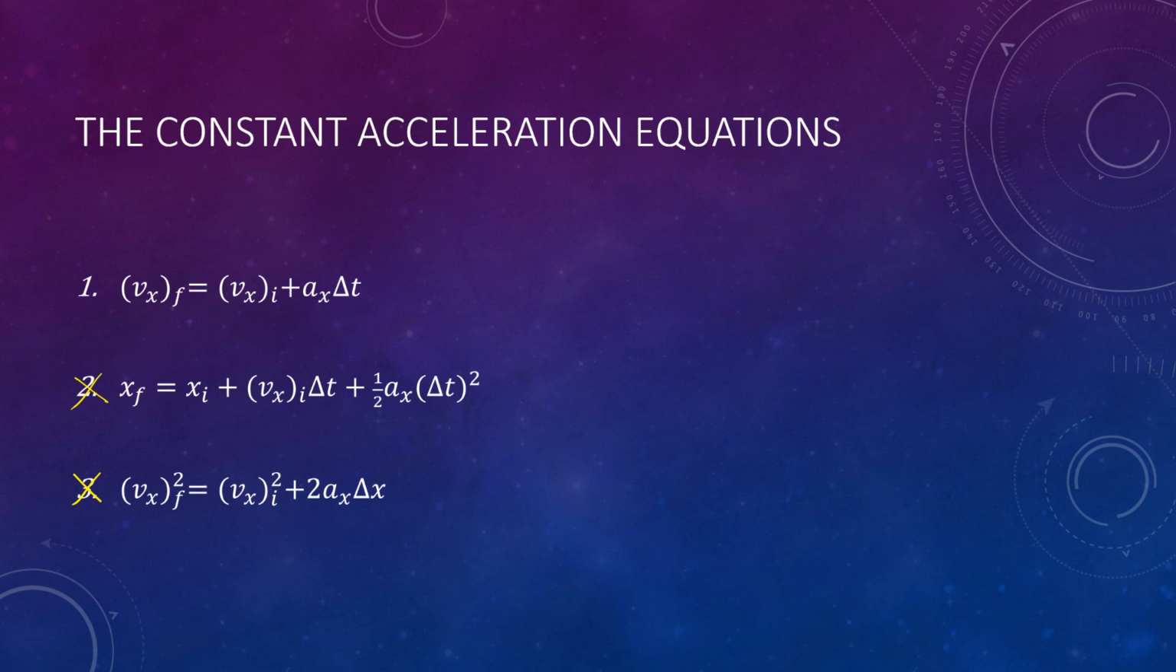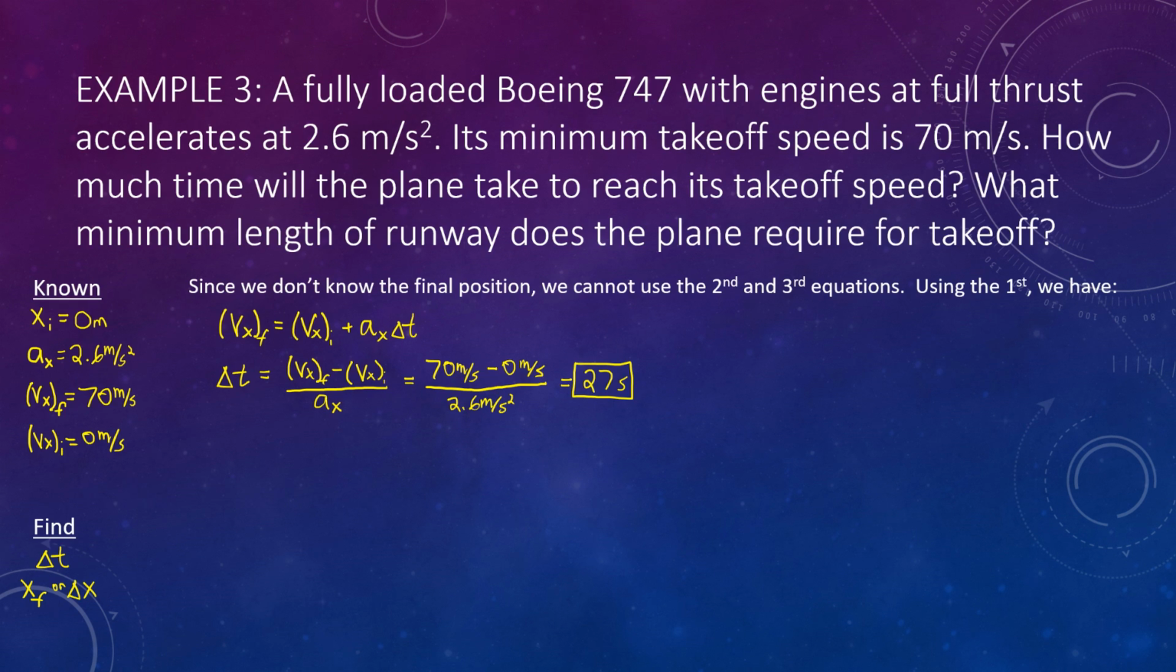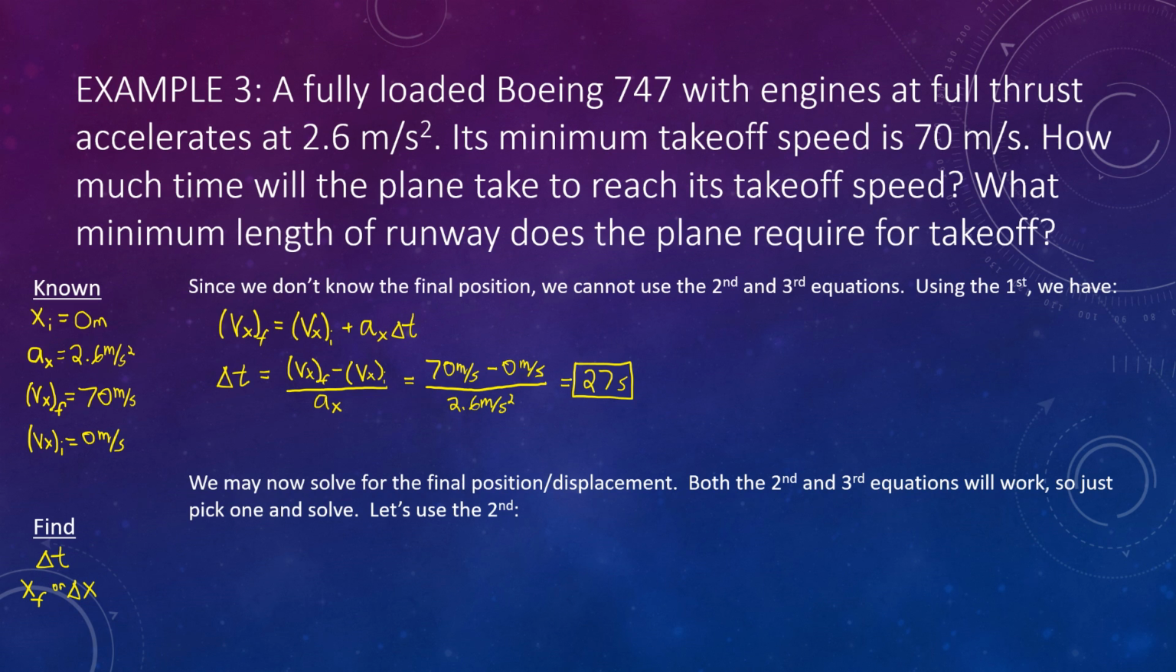So we can use either, but again, much like the first example we did, I don't really want to rearrange an equation if I don't have to. So I'm going to choose the second equation to solve. Again, you could use either, it's up to you. Write out your equation in full. X final equals x initial plus Vx initial times delta t plus 1/2 ax times delta t squared.